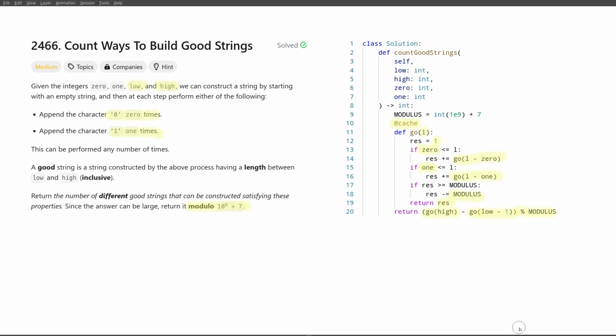It works in Python, but in other languages you might be forced to do something else, because modulo on negative numbers works differently. And in that case, the trick that you would do is to write go of high minus go of low minus 1 plus modulus modulo modulus, or just write an if statement. But you can always add modulus before taking modulo, that doesn't change anything.